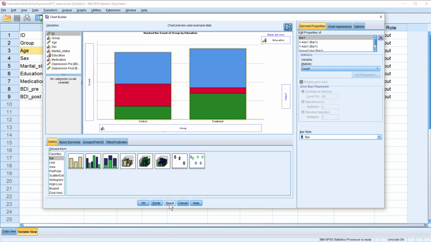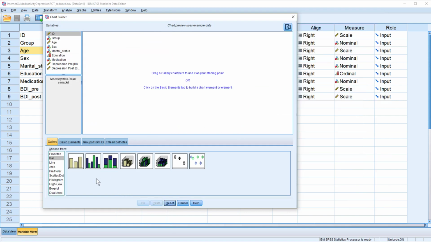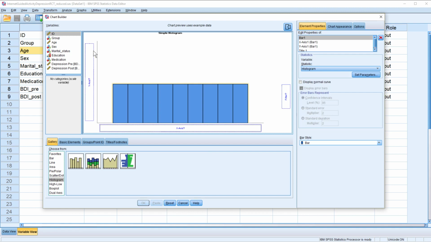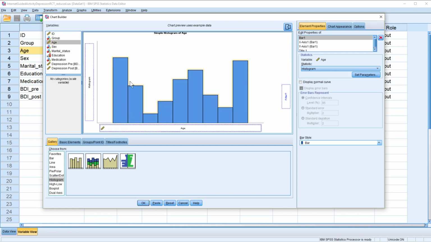I'm going to reset this. Now we've got a few options for what we can do here. I'm going to start with a histogram. I feel like that's a nice way to get an overview of what's going on. So let's just do age by itself.